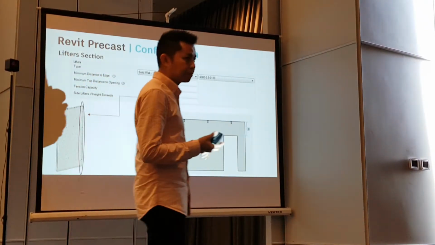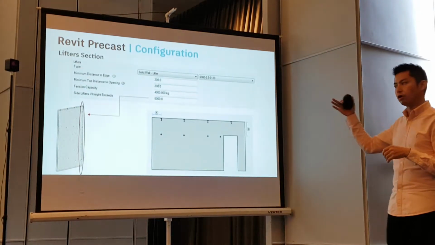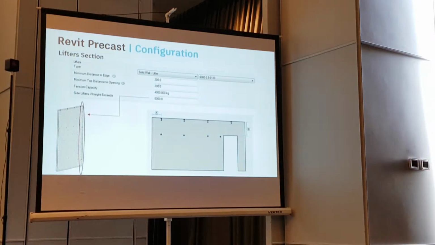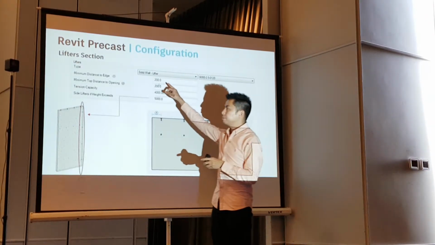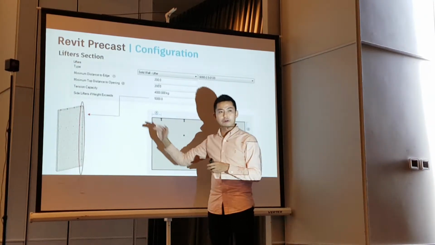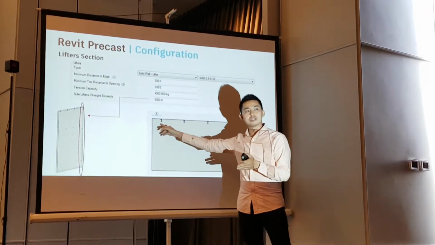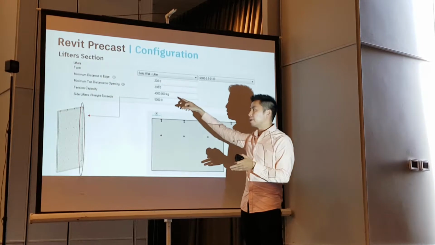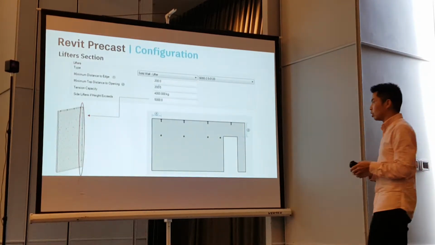Now, I will share these slides with you guys so that you know what all the settings are about. If you look at here, the minimum distance to the edge is measured from the side of the panel to the first lifters. That is the minimum distance to the edge. Minimum top distance to the opening.